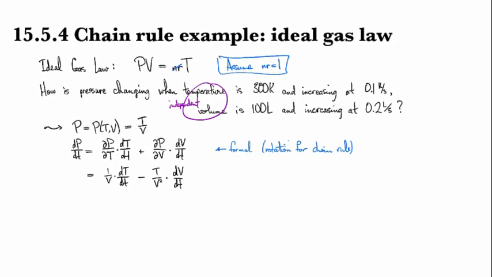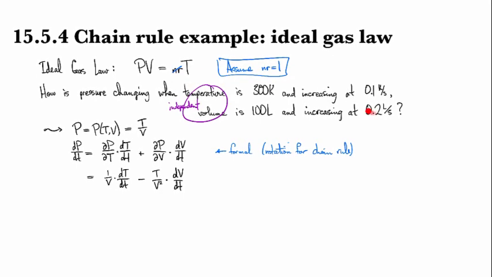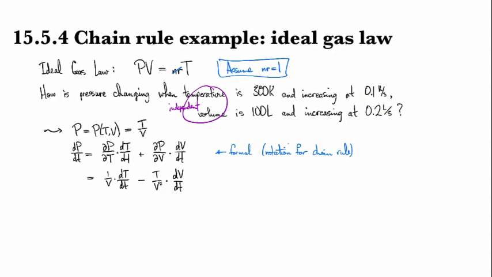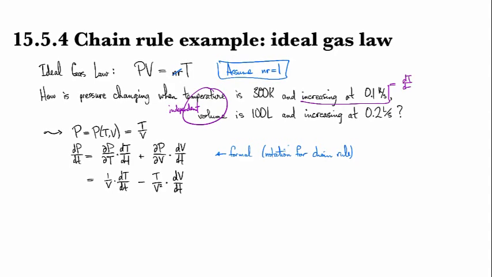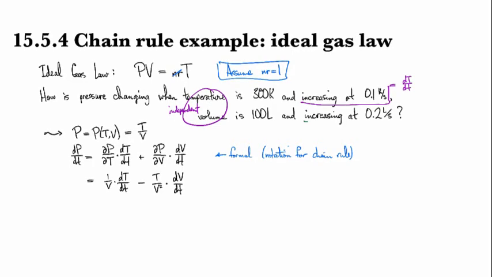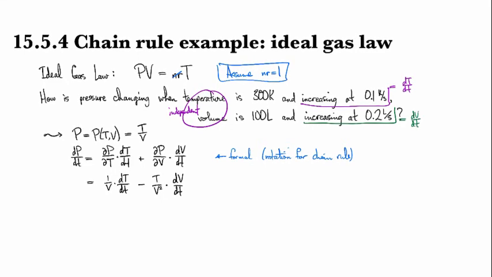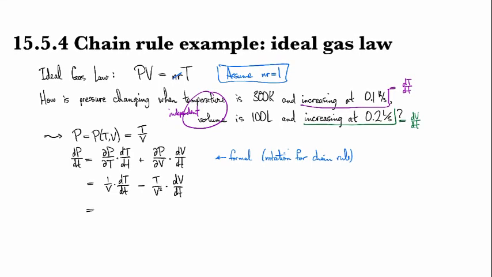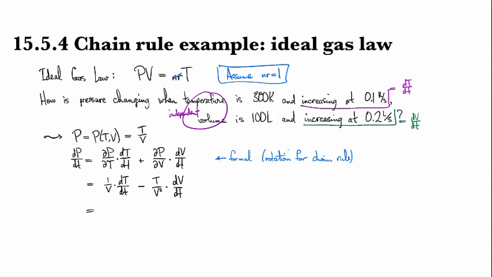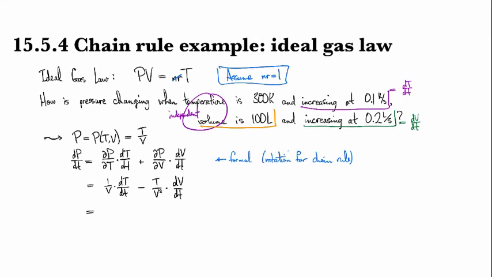And I don't know the general formula for dT/dt or dV/dt, but I am given specific values for them over here. So this increasing at this rate here, that's going to be my rate of change of the temperature, and increasing at this rate, that's going to be my speed at which the volume is changing. So now I can substitute these in. So for my volume, that's 100 liters. I need another color. Here, let's go orange. So volume is 100 liters.